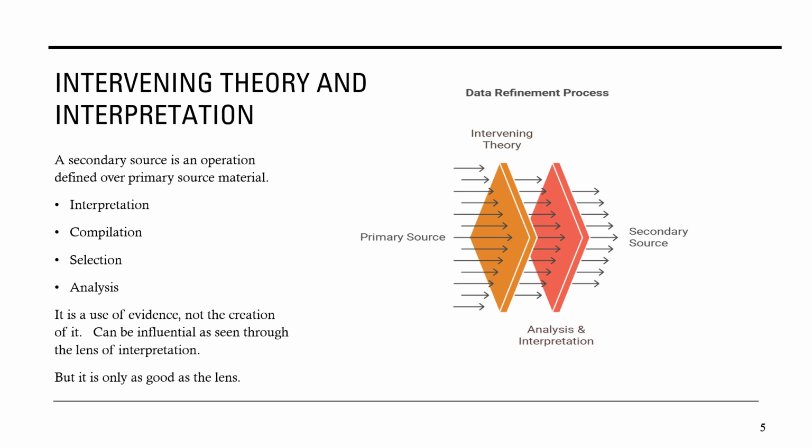A secondary source usually involves what I call intervening theory or interpretation. And another way of putting it is that a secondary source is a kind of operation defined over the primary source material. It is taking that material and using it, usually after processing it in a particular way. In this image that I created here, I make two distinctions between intervening theory, which is the basis on which you ground your interpretation, and analysis, which is how you read the primary source information from the beginning. So you've got interpretation, you've got compilation, you've got selection.